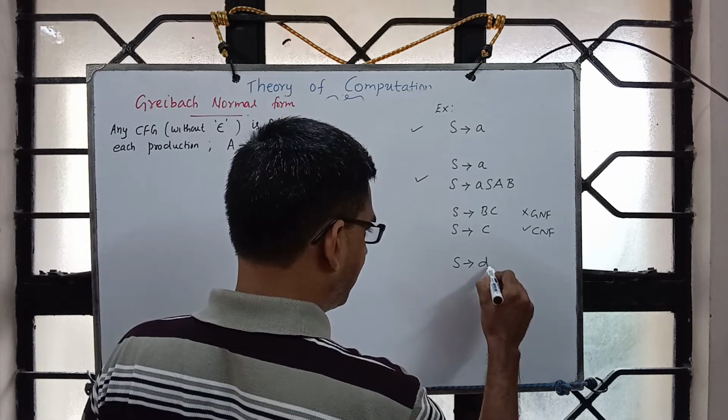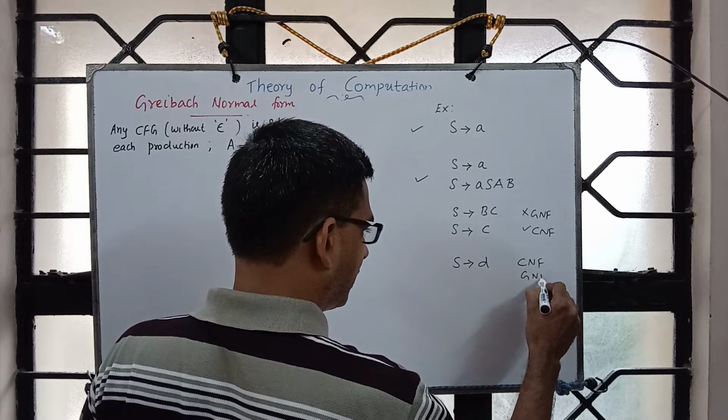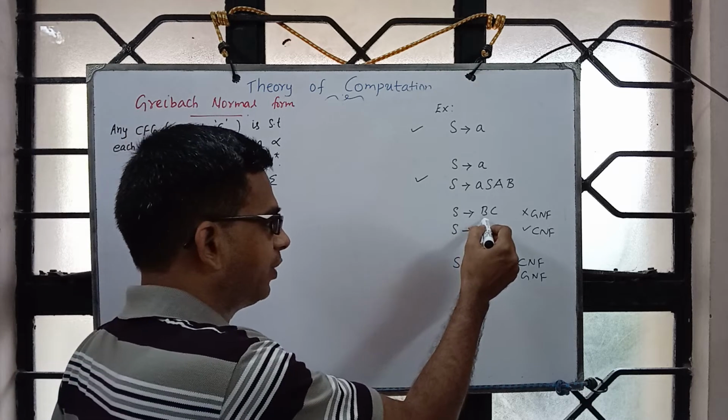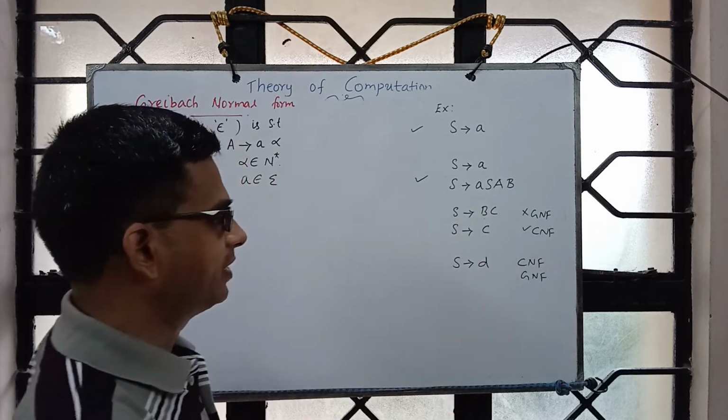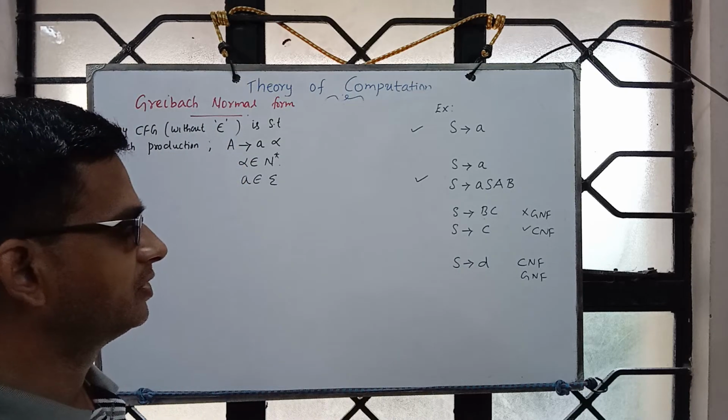For example, S implies a D, this is in CNF, it is also in GNF. The moment you have a non-terminal like this, then this one is in CNF but not in GNF.